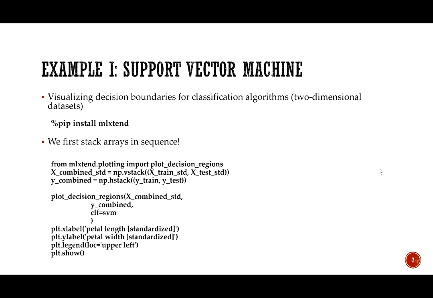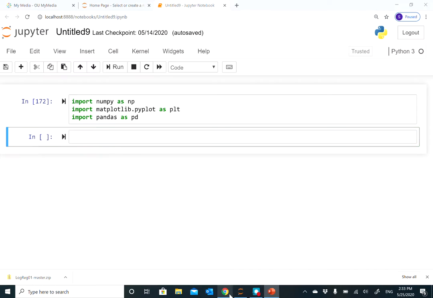So first we install it, and then we can get access to plot_decision_regions, which visualizes the decision boundary for classifiers, as long as we are dealing with two-dimensional data sets. It means that we have only two variables or features to classify the data. So let's implement this in a notebook, and you can see what the result looks like.